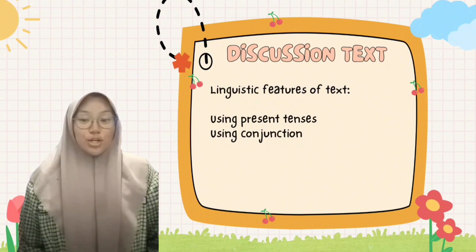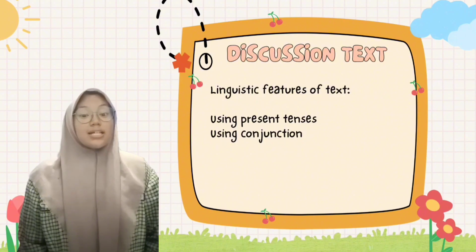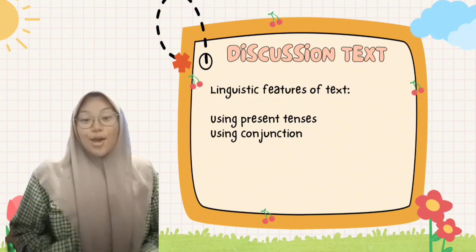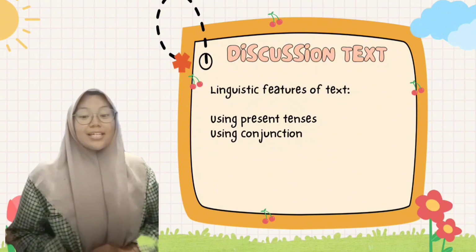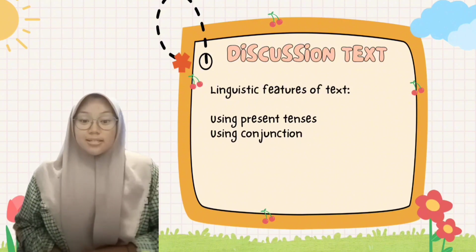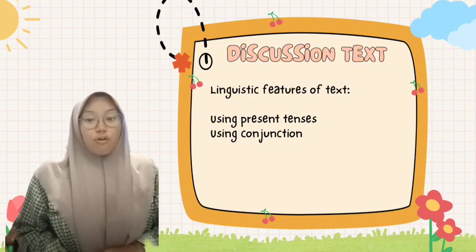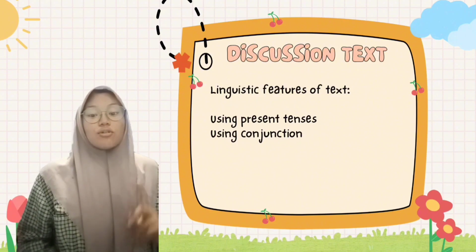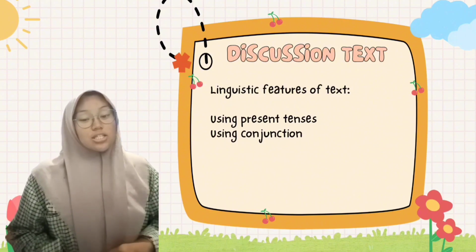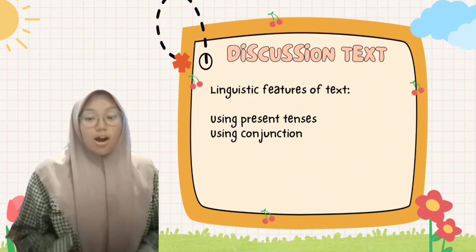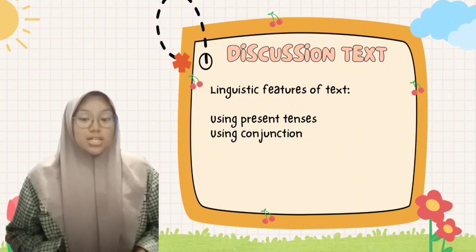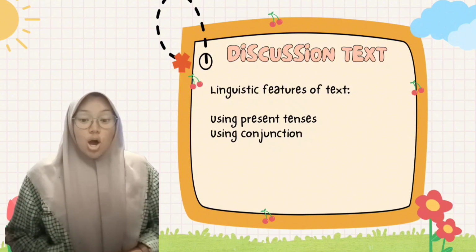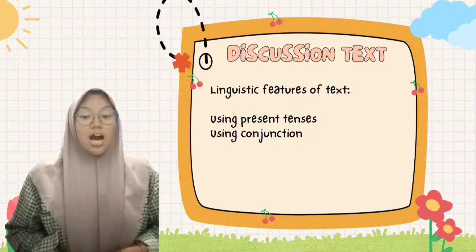Lastly, we will discuss linguistic features. What is the grammar usually used in this text? Because when we talk about an actual or happening issue, we usually use present tense. Next, we will discuss the conjunctions that we usually use. These conjunctions are usually used to make the text more coherent. We can use conjunctions like however and others like that. So we use several conjunctions in the discussion text.